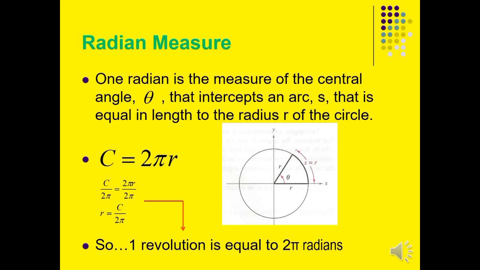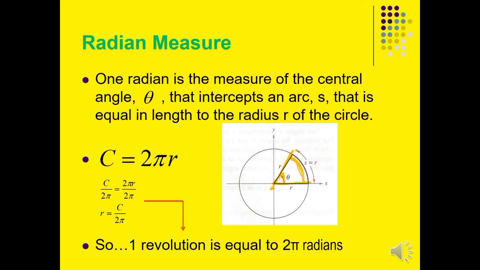When we talk about radian measure, 1 radian is the measure of central angle theta that intercepts an arc of length s that is equal in length to the radius r of the circle. As you can see here, this is our central angle, the angle formed from the center of a circle, represented by theta. Then the intercepted arc s is represented by the arc length that we have.